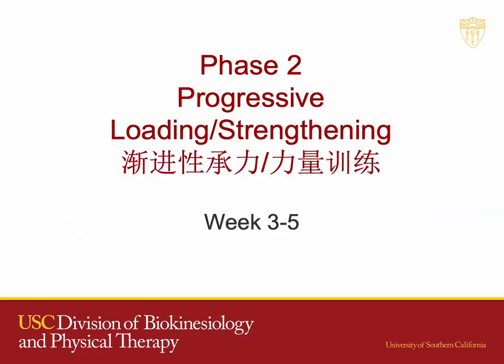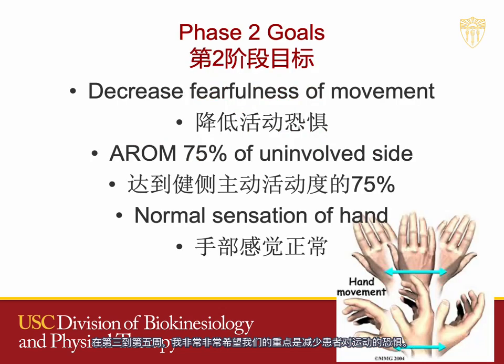Nothing wrong with that. And so by week 3 to 5, we're really hoping that our primary focus is decreasing fear of movement. So they may or may not be using some sort of splint after 2 weeks, but they really shouldn't be using a cast. After 2 weeks, they really should be out of a cast. Our goals are to get to range of motion actively 75% of the uninvolved side.